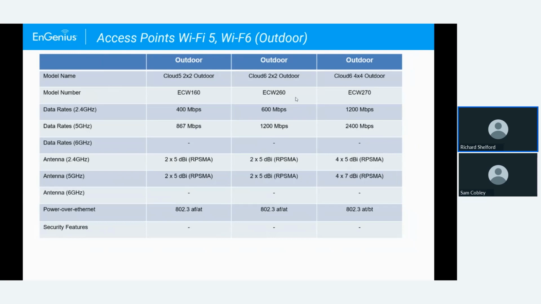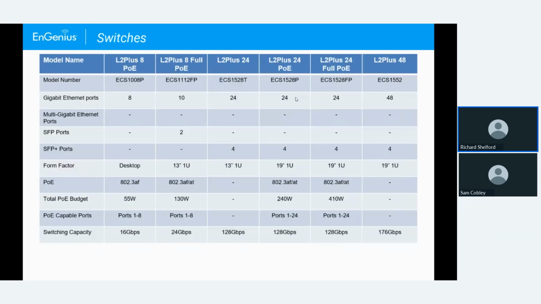And then we have Wi-Fi 5 or Wi-Fi 6 external access points. Now, all of these external APs can use external antennas. You don't have to use the omnidirectionals, which are supplied with the AP, if you don't want to. There are various options available for you.